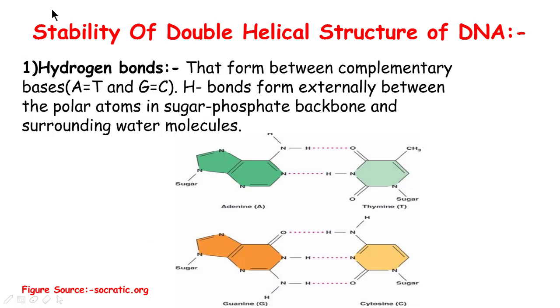Okay. Let's see the stability of the double helical structure of the DNA. The first is the hydrogen bonding. These are the hydrogen bonds, I hope you are able to see, that form between the complementary bases, that is the AT and the GC. What is the double bond? That is the hydrogen bond. Okay. Hydrogen bonds also form externally between the polar atoms in the sugar phosphate backbone and surrounding water molecules.